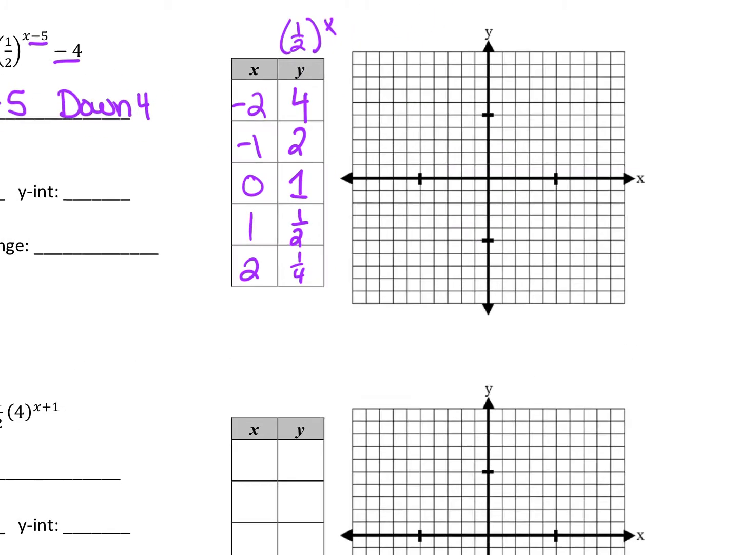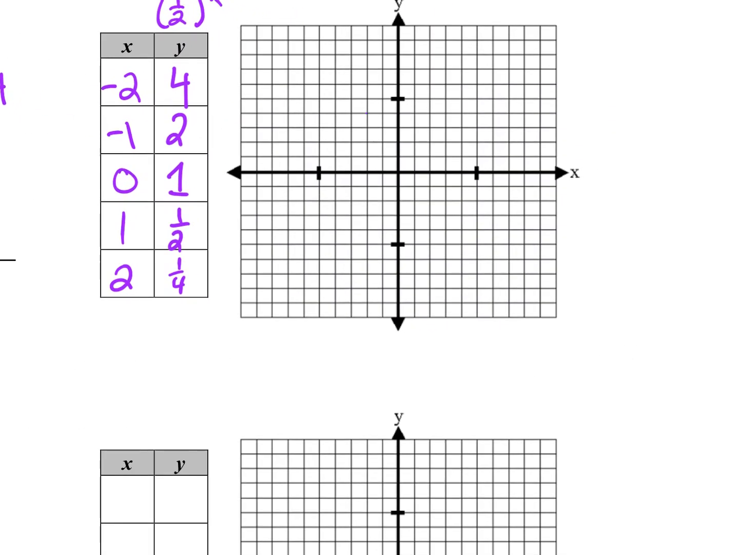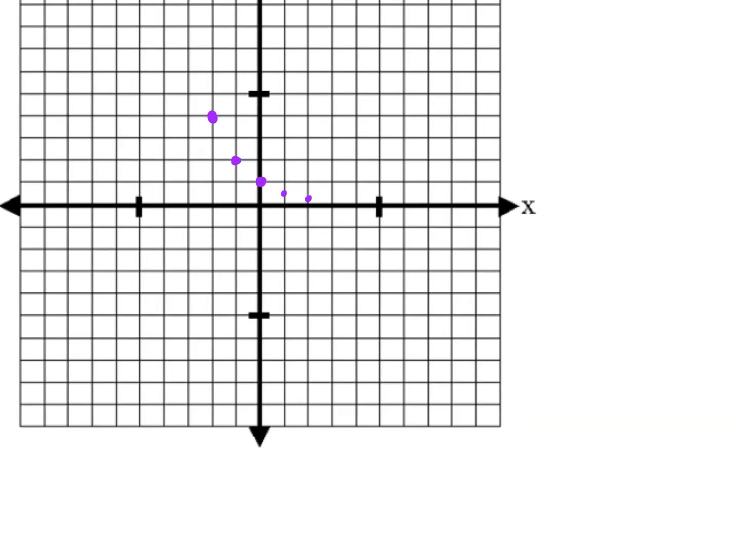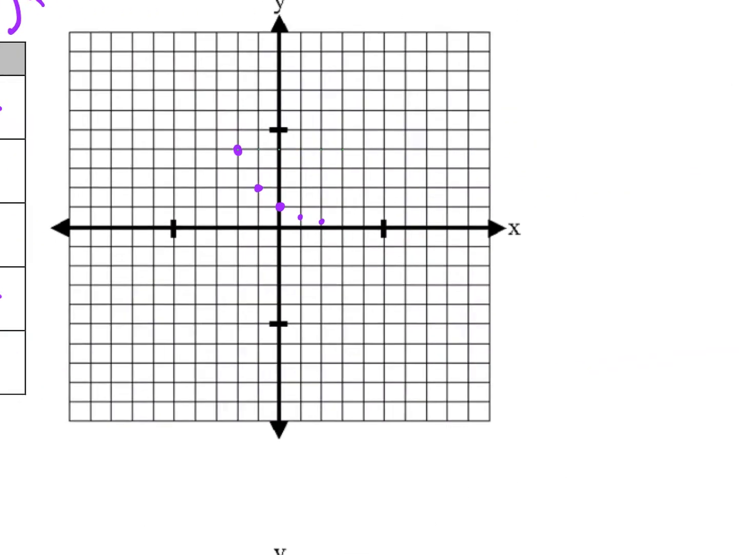So let's graph these points first. I don't need to graph them too dark though, because these are not the ones I'm going to connect. I'm going to end up shifting them. All right, so now all those points are going to be shifted right 5, down 4. So I'll start with this one most to the left. So right 5, 1, 2, 3, 4, 5. What did I say? Right 5, down 4, sorry.